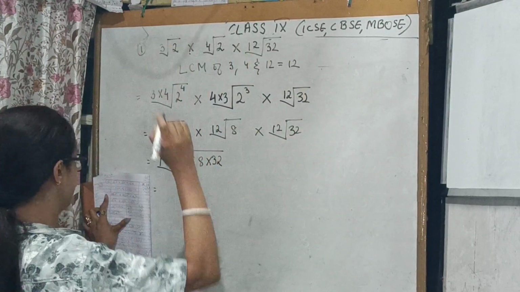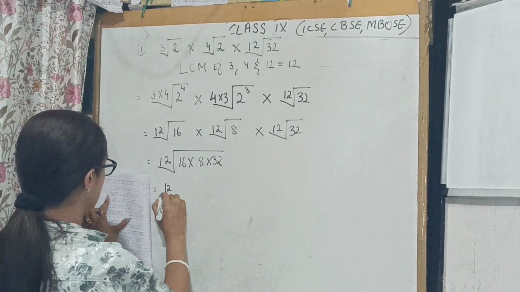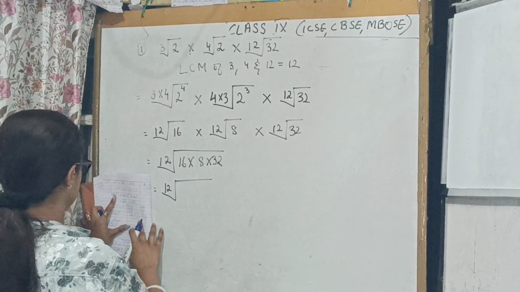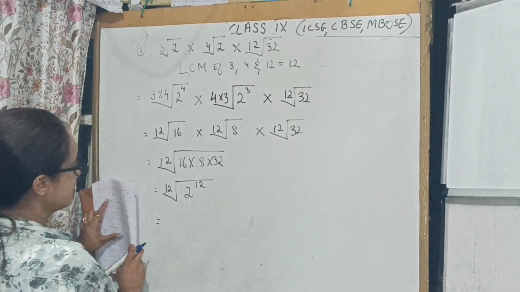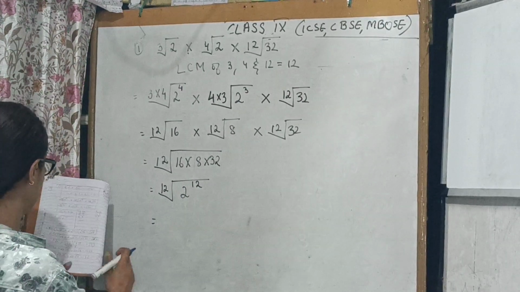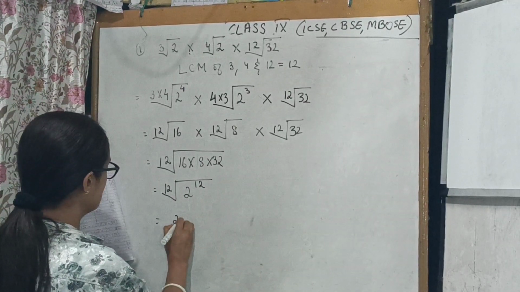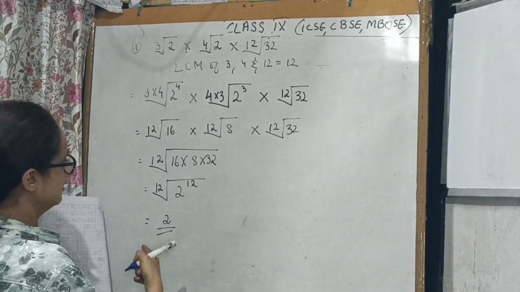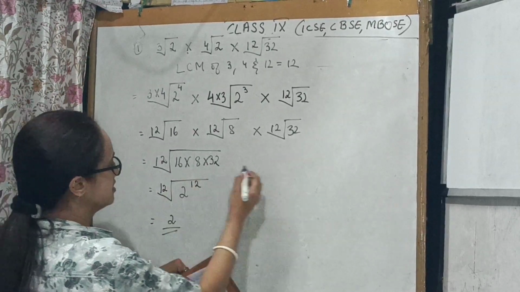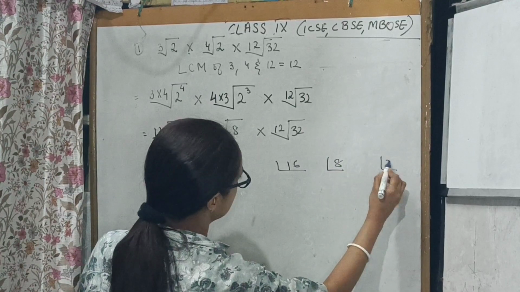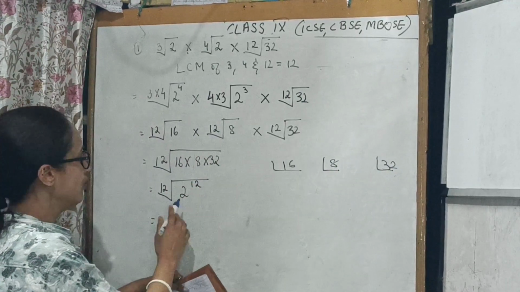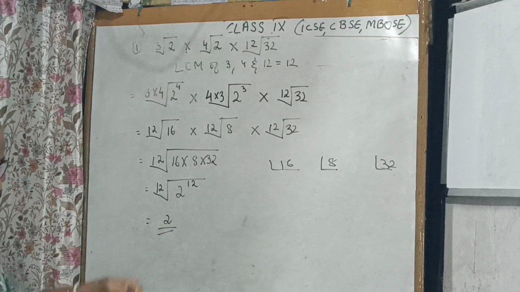Again factors ले लो. So क्या आएगा? तुम्हें 2 to the power 12, 12th root and the 12 gets cancelled. So your answer is 2. तो अब 16 का फैक्टर लेना है, 8 का लेना है और 32 का लेना है. सब कुल मिला के हमें ये मिलेगा. ठीक है?